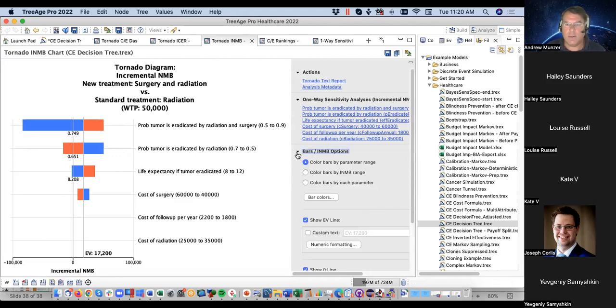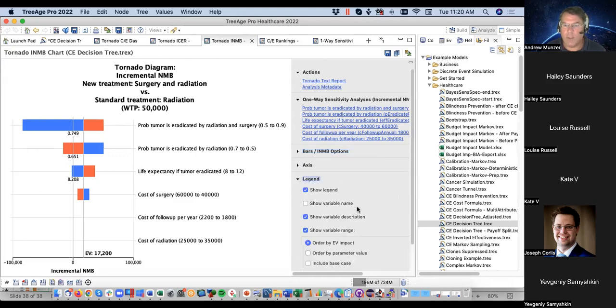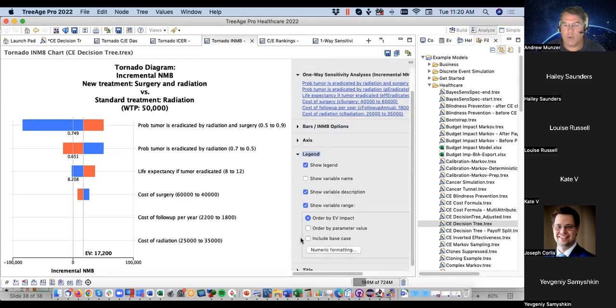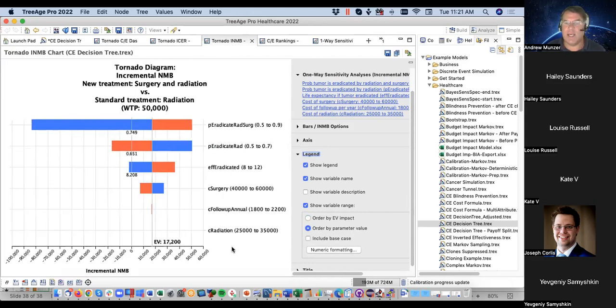There's a legend. You can say, I don't really want that. I want to do it by the parameter value, and then it'll reverse these. And maybe I don't want the variable description. I'd rather have the variable name because it's not as long.